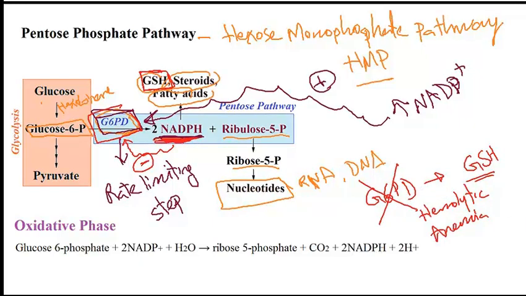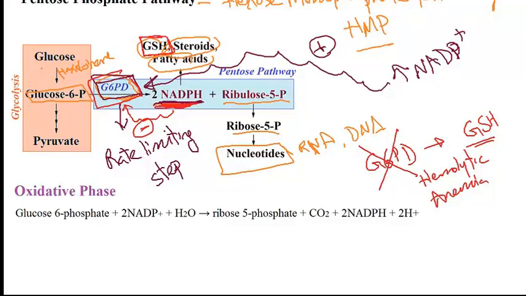Alright, now moving on with the pentose phosphate pathway, there are actually two different phases. One is the oxidative phase, which I just described for you, and the net reaction is glucose 6-phosphate plus 2 NADP+ plus H2O will yield ribose 5-phosphate, a CO2 molecule, and 2 NADPH plus 2 H+. So this is basically the net reaction. I'm just going to draw the reaction in a little more detail for you.